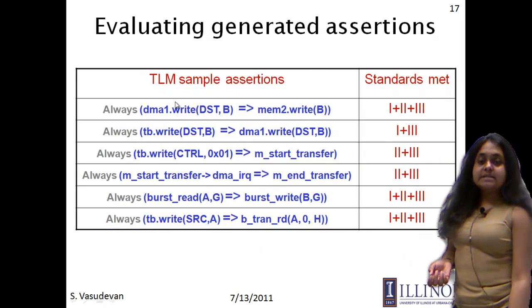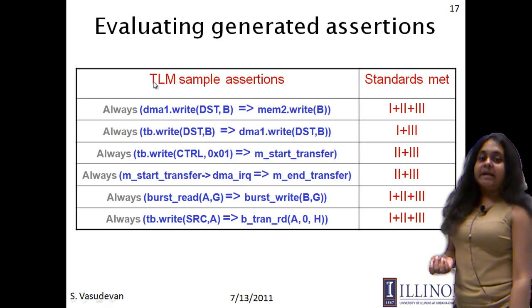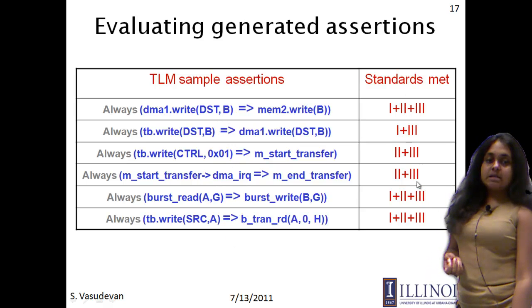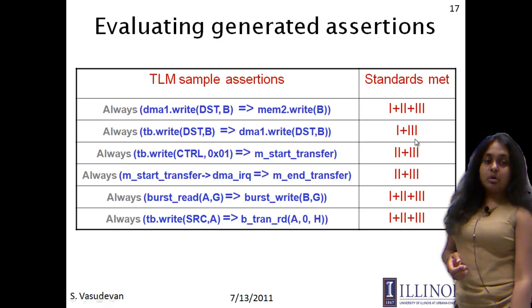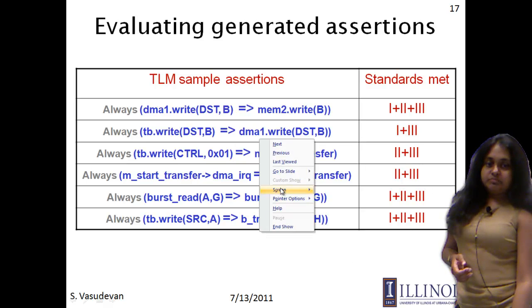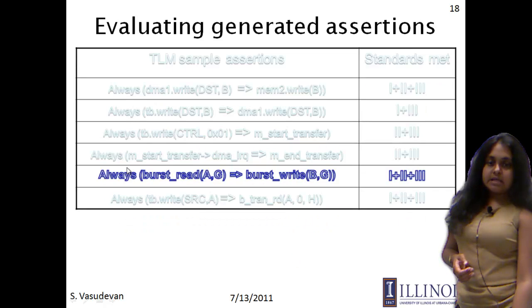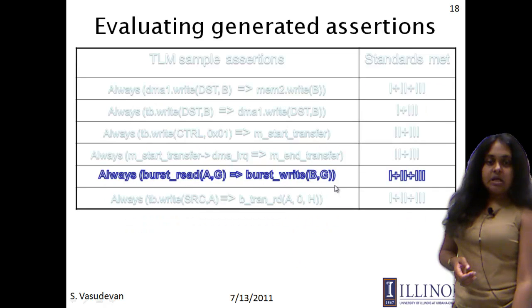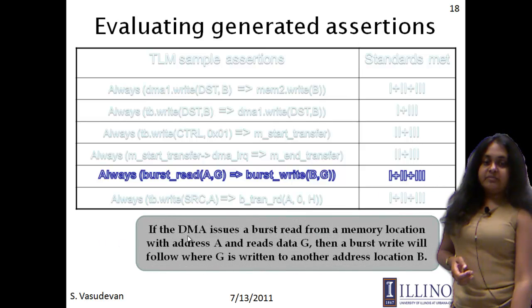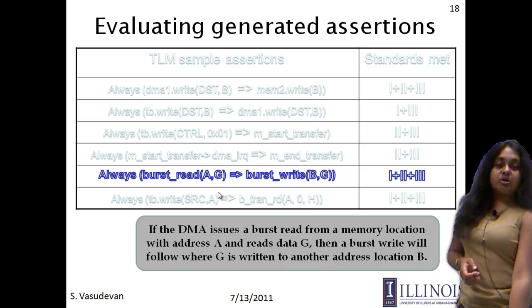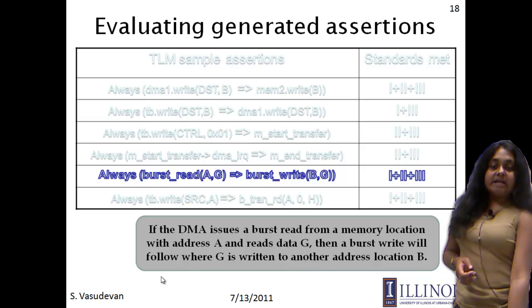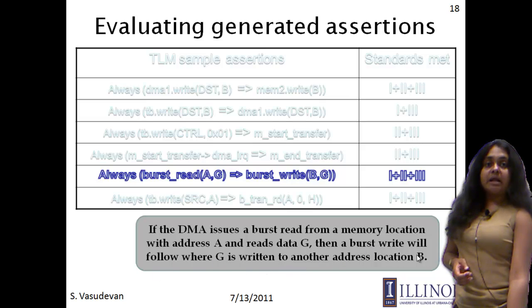This is a representative sample of the kinds of assertions that we got, and you can see here that the standards that were met were either all 3 or at least 2 of the 3 at any given point. So let's examine a couple of these assertions in detail. One of these assertions that subscribes to all 3 standards says that if the DMA issues a burst read from a memory location with address A and reads data G, then a burst write will follow where G is written to another address location B.